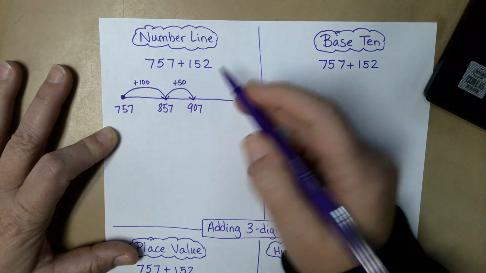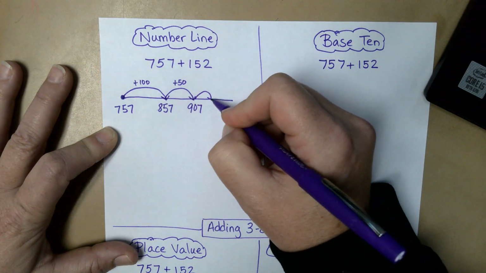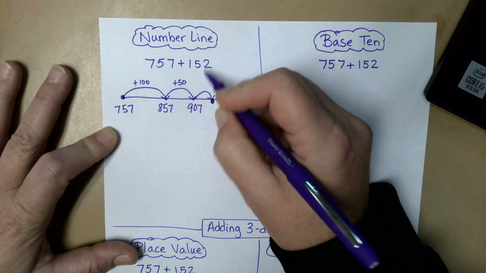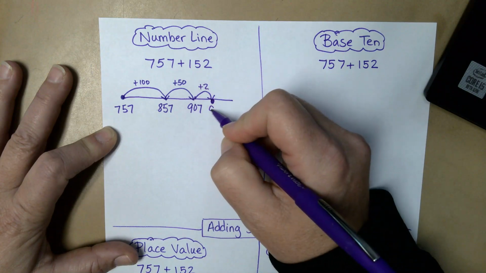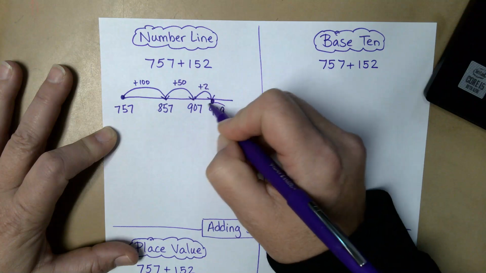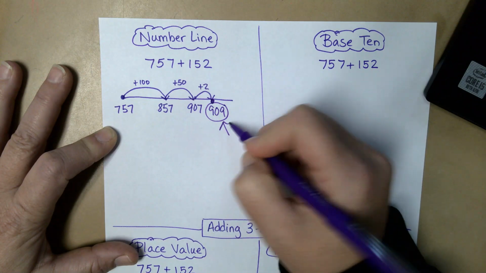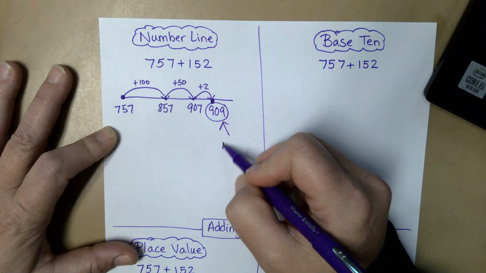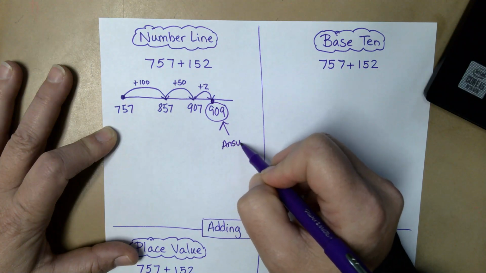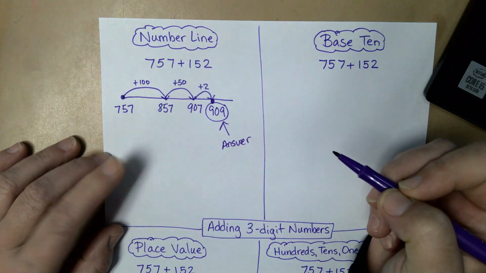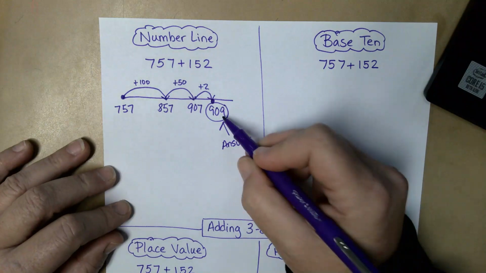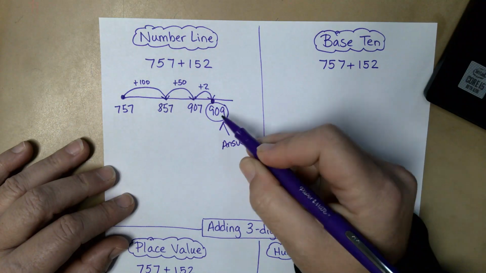My last place value I need to add is a 2, so I'm going to make a tiny jump forward. It's my last one, so I could put plus 2, and my answer is 909. Now I ask your children to label it and to write answer or my answer right there, because normally they have so much going on their papers that really draws my eye to where their answer is if they label it.